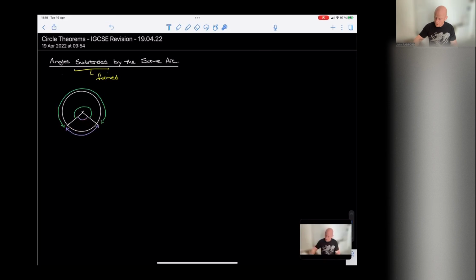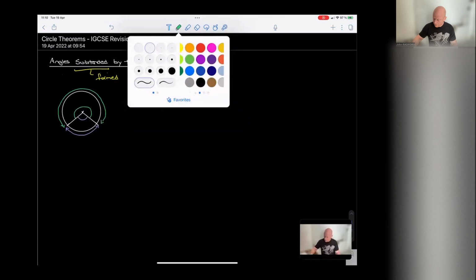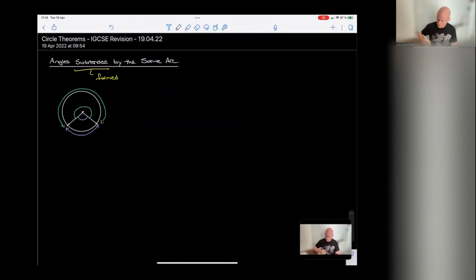Okay. Now, the first theorem, and I like to get the nasty one out of the way right off the bat, because most of the others are easier than this one. But the first theorem we need to know, I'll just call it the angle at the center theorem. And center, I'll write it the British way with RE, angle at the center theorem.